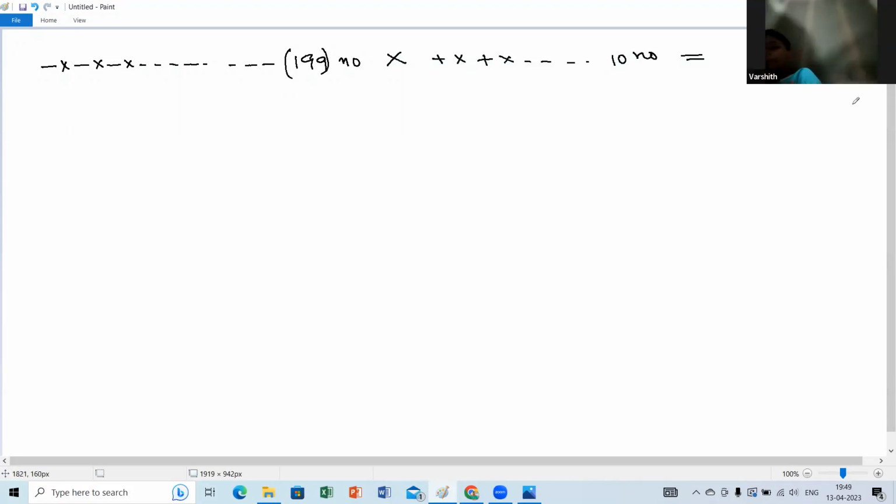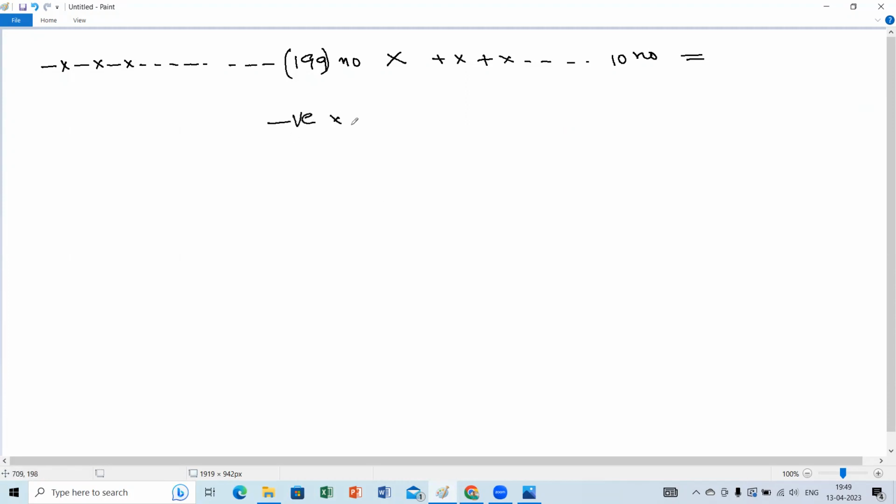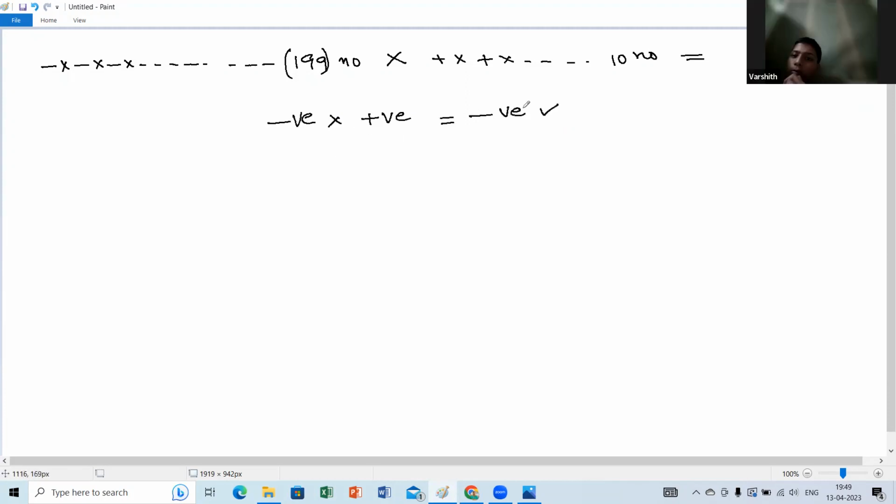It's negative, ma'am. Why? Very good, Varshit. Because the count of negative numbers, 199, is odd. Here 10 is an even number, so you will get a plus sign. 199 is an odd number, so you will get a negative result here, and a plus result for the positives. Negative times plus makes negative.